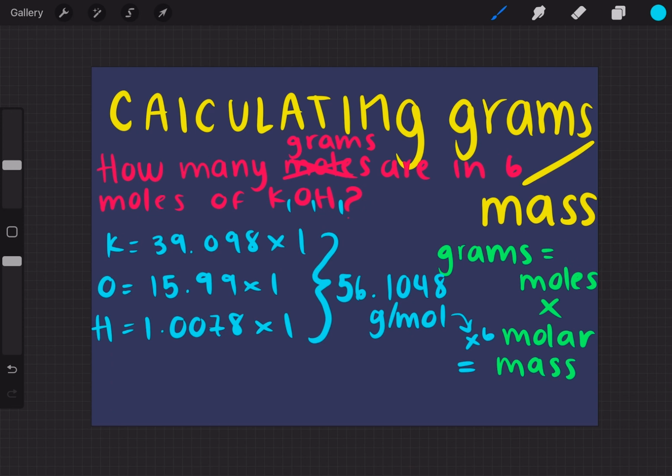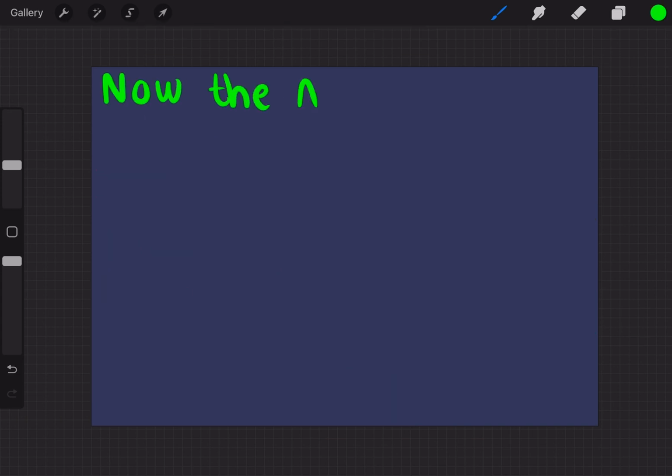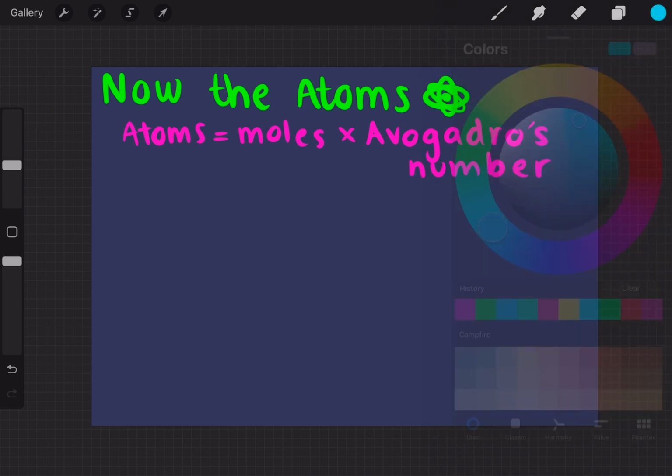Then we need to multiply that by the number of moles. So, moles times molar mass, 6 times 56.1048 leaves us with 336.628 grams.